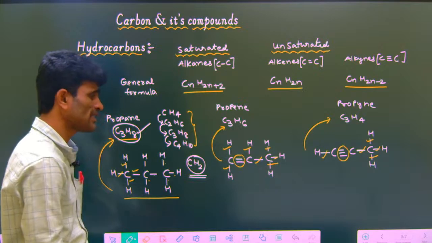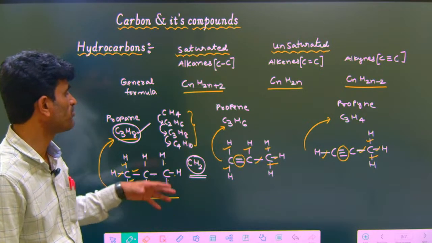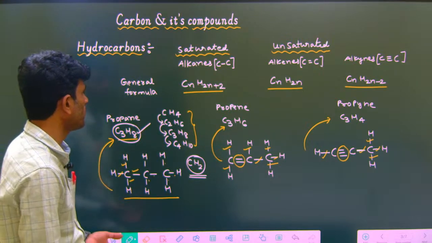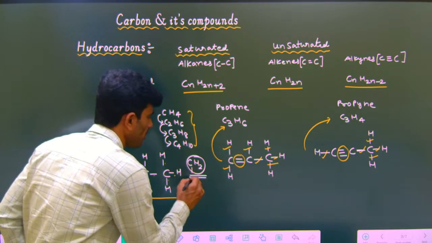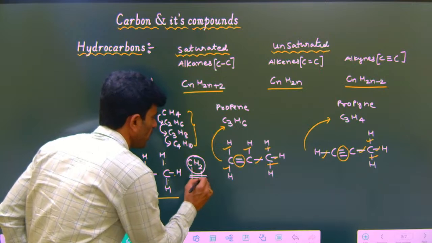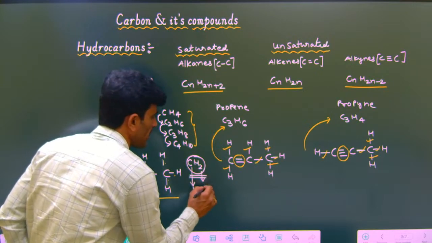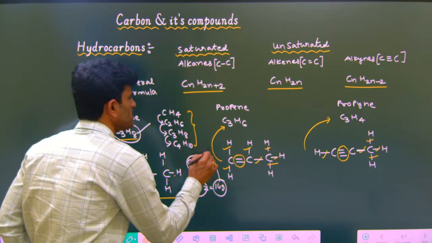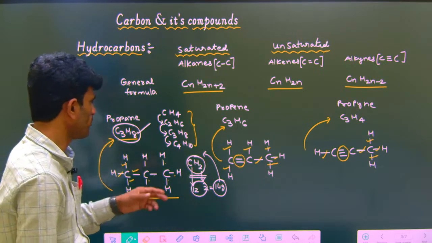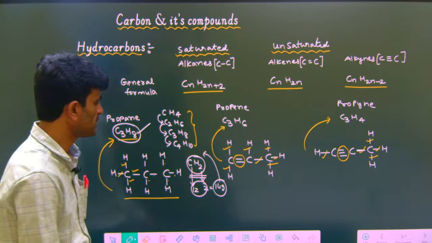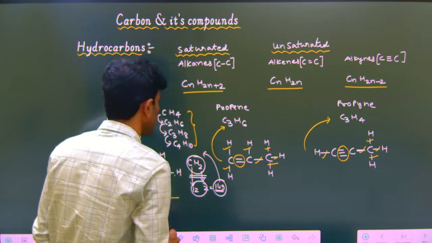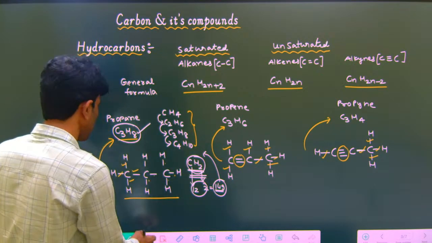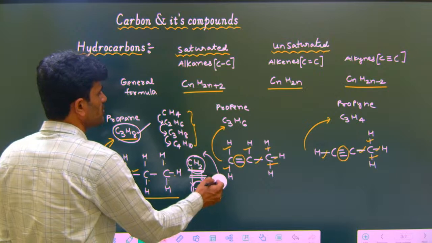Sometimes they may ask you what the difference of mass is between any two successive members. One carbon has a mass of 12 and the two hydrogens have 2, so 12 plus 2, a total of 14 grams. If they ask you for the mass difference, it is 14. If they ask you for the molecular formula difference, it is CH2. Try to remember.